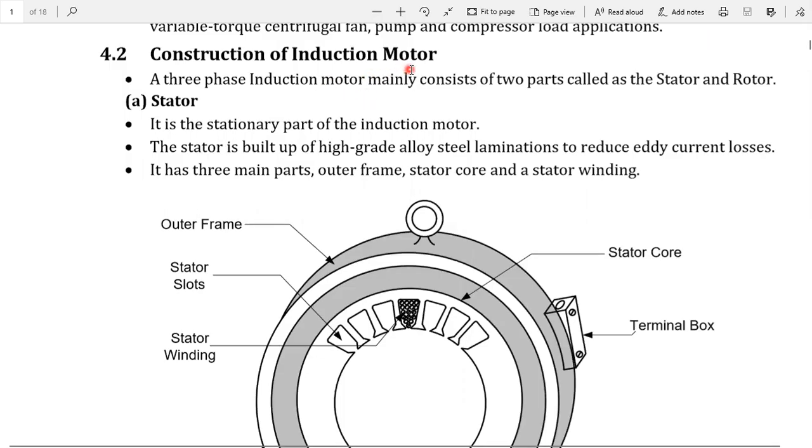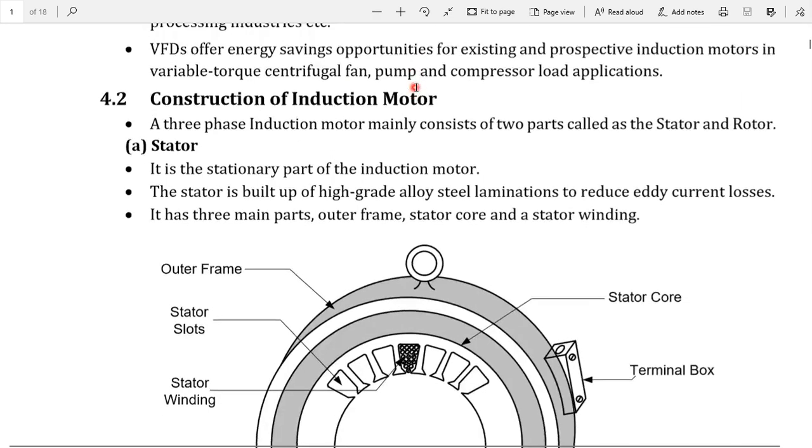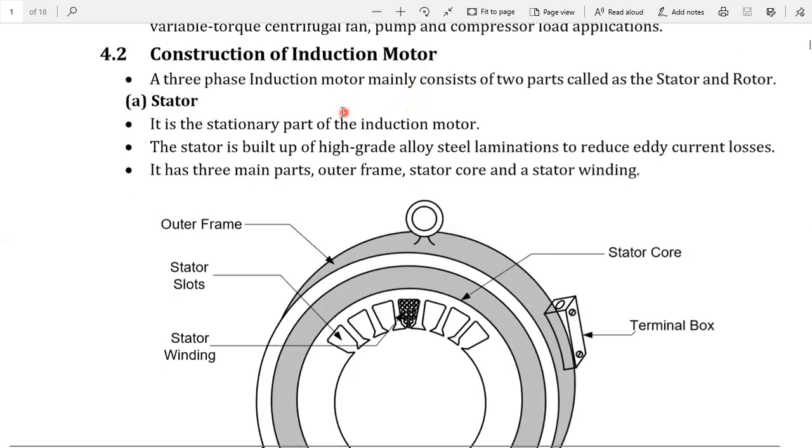Construction of induction motor. A three-phase induction motor mainly consists of two parts, called the stator and the rotor. Based on the rotor, this induction machine can be classified into two types: one is the slip ring induction motor, and the other is the squirrel cage induction motor.